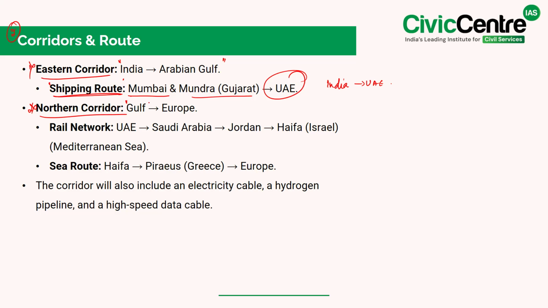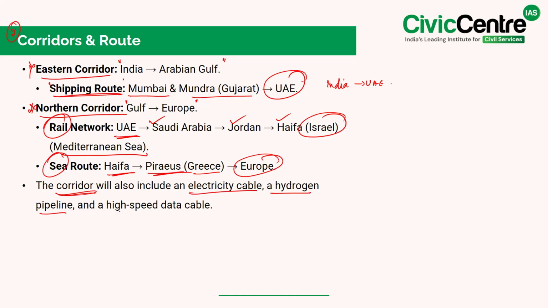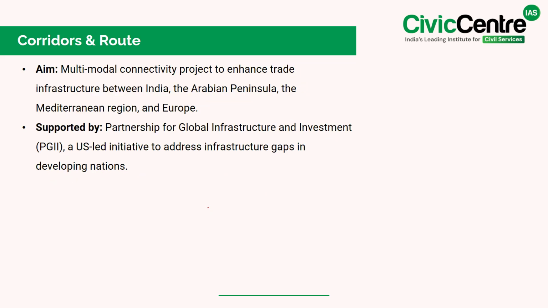To achieve this, the corridor will incorporate a rail network extending from the UAE to Saudi Arabia, Jordan, and Haifa, that is in Israel, which is situated on the Mediterranean Sea. And following this, goods will be transported via a sea route from Haifa to piers in Greece and then further into Europe. Now, in addition to this transportation infrastructure, the corridor will also include an electricity cable, a hydrogen pipeline, and also a high-speed data cable.